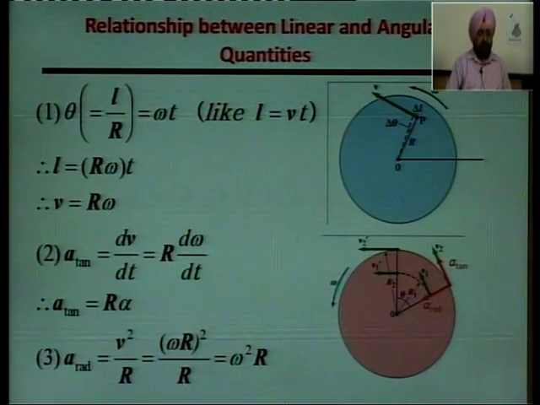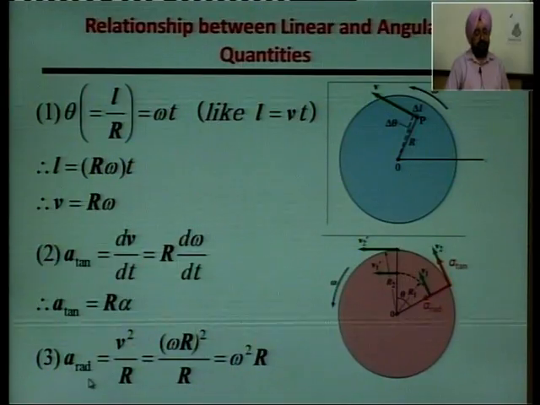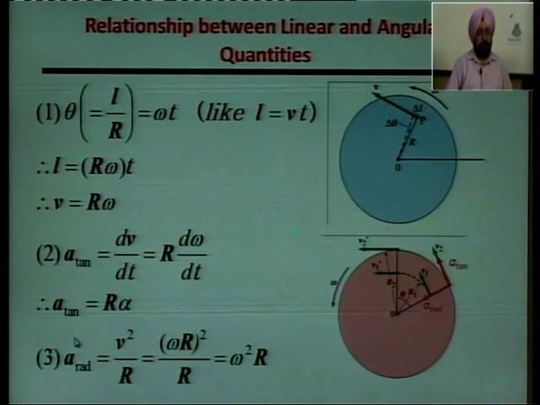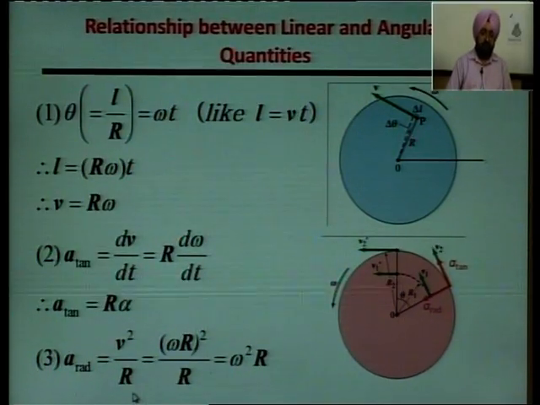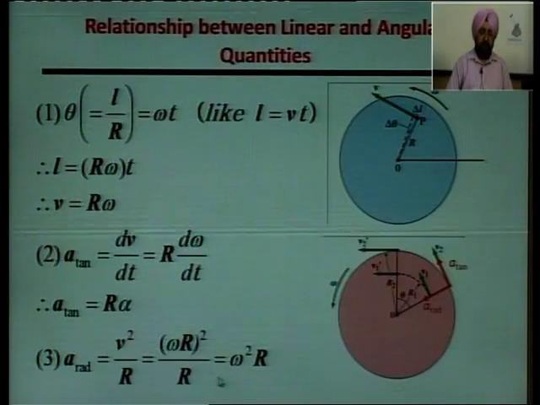And what about radial acceleration, which is centripetal acceleration, which you might have studied till now? It is v square upon r, and v is equal to r omega. So, r omega square upon r, one r cancels, you get omega square r.